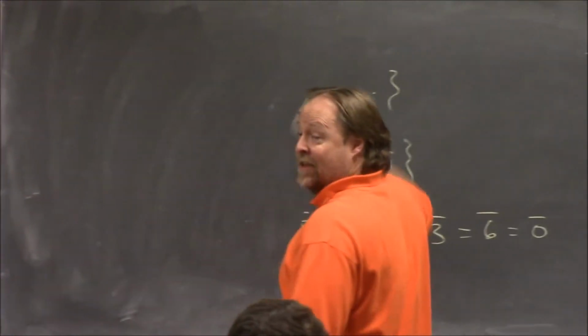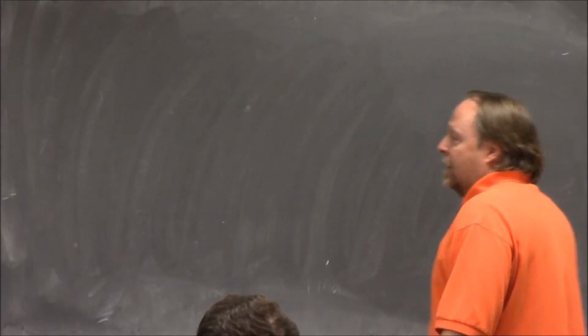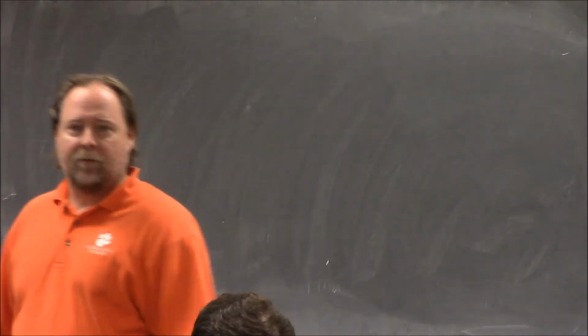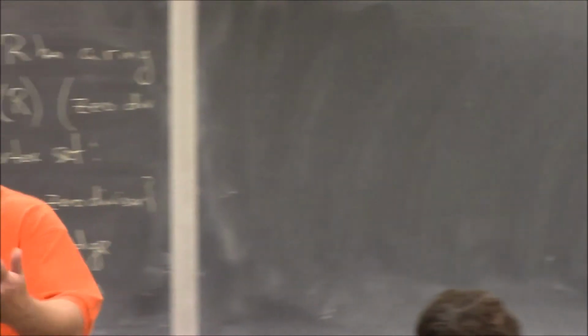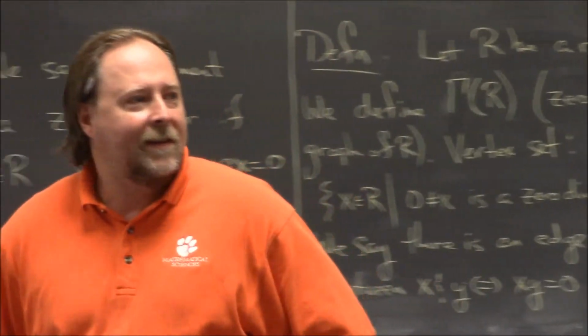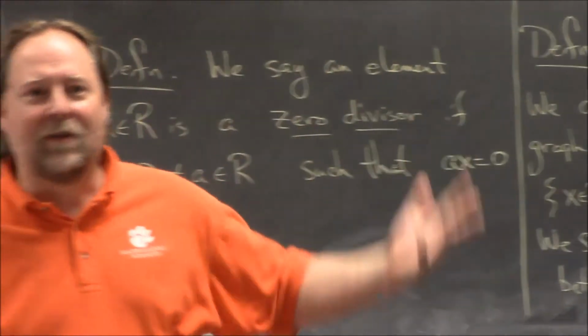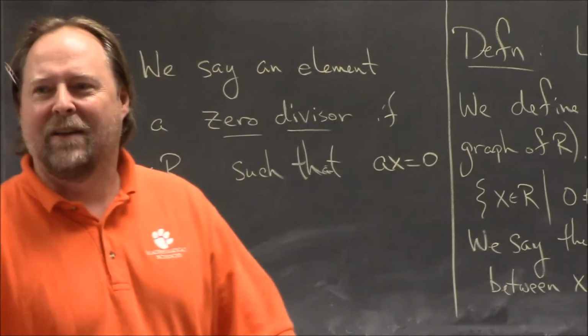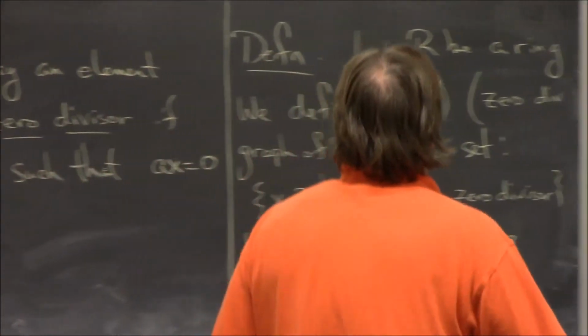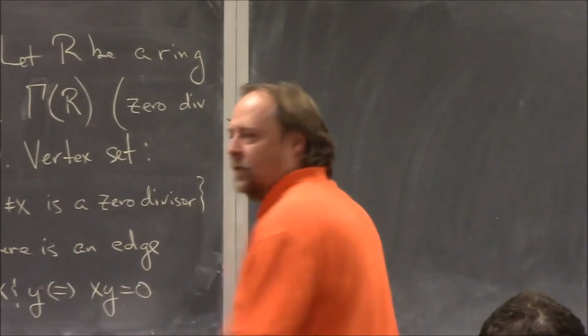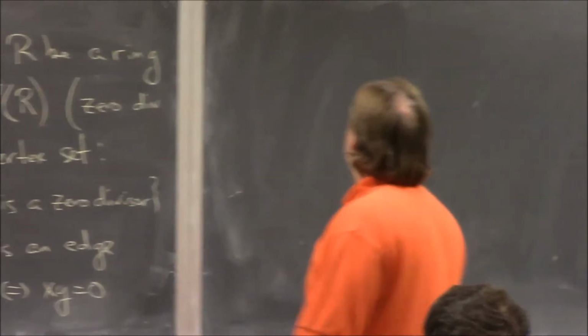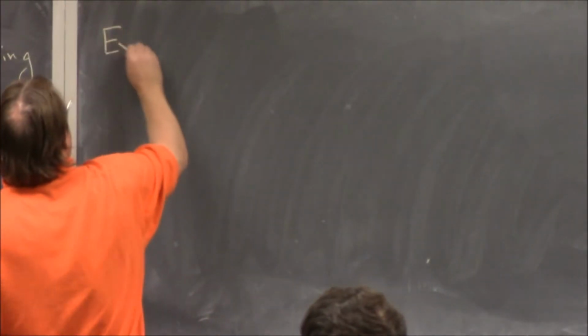Now, given that definition, given that that's my rule as to how to connect two vertices, can somebody explain to me why I probably didn't want zero to be in my vertex set? Because it's connected to everything, right? It would connect to everything, and I don't really get any good information out of that. Okay, so examples are key to the universe, so let's look at some examples.